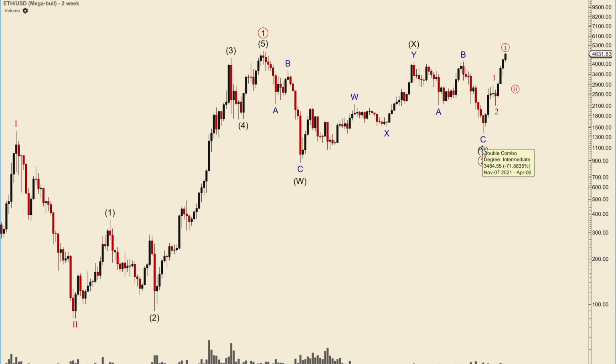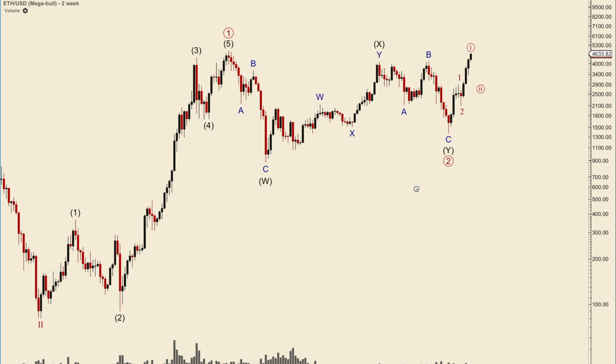This fits perfectly because in a combination, wave Y can't be a zigzag if it's a sideways combination, and it can only be a flat or a triangle according to Elliott Wave rules. And in this case it's a flat, and that is the highest probability as well for wave Y. So that fits with the count basically.